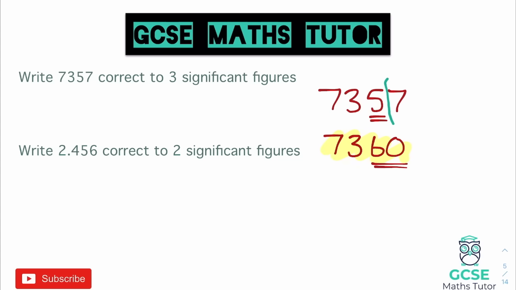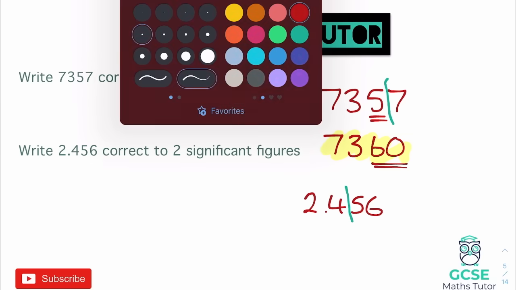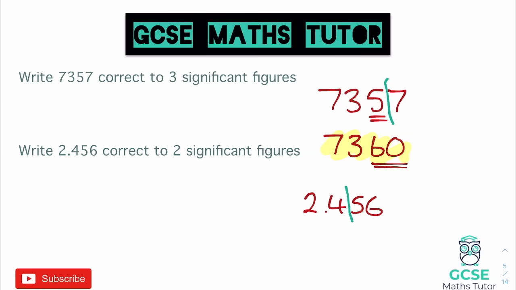Now the next one here does have a decimal in there, but we treat it in the same way. So we've got 2.456, and we're going to round that to 2 significant figures this time, and the second significant figure is the 4. Now that is in the first decimal place, so again if we translate that, it just means round it to 1 decimal place. So that's going to be 2 point, and it's either going to be 4 or 5.